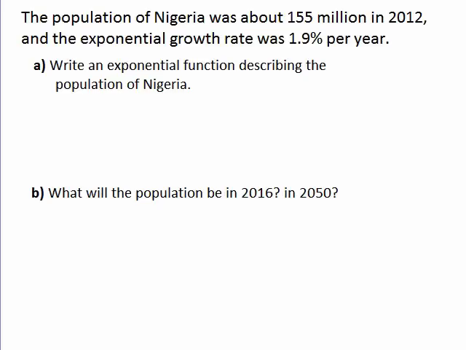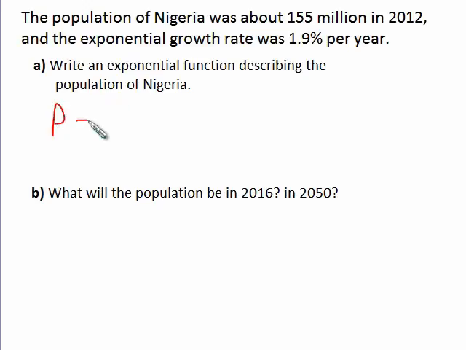The population of Nigeria was about 155 million in 2012, and the exponential growth rate was 1.9% per year. In Part A, we're asked to write an exponential function describing the population of Nigeria.